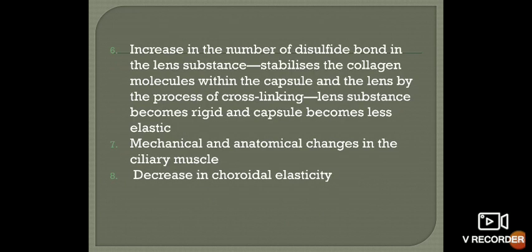Increase in the number of disulfide bonds in the lens substance stabilizes collagen molecules within the capsule and lens by the process of cross-linking. The lens substance becomes more rigid and the capsule becomes less elastic. So, as the age advances, the cross-linking increases, and the cross-linking will give rigidity to the lens, and the capsule also becomes less elastic. Mechanical and anatomical changes in the ciliary muscles are also responsible for this. Also, decrease in the choroidal elasticity. So there are numerous causes.